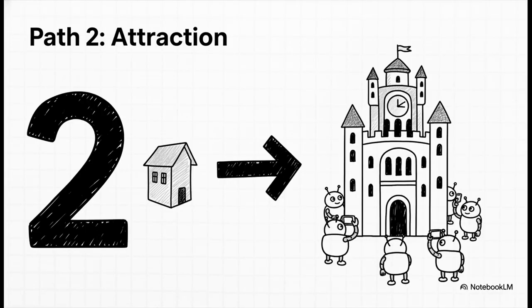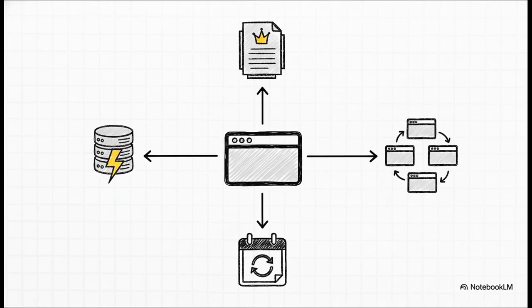Path 2 is all about attraction. The strategy here is to make your website so important, so popular, and so valuable that Google wants to dedicate more of its resources to exploring it. You're basically turning your site from just another spot on the map into a can't-miss landmark. So, how do you become a landmark?